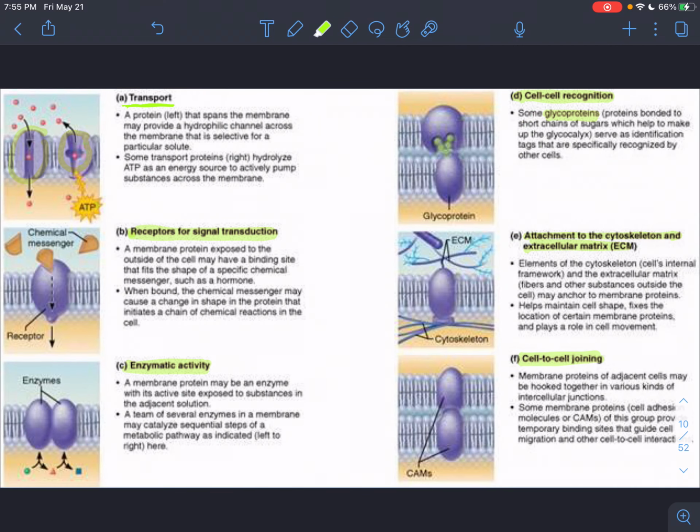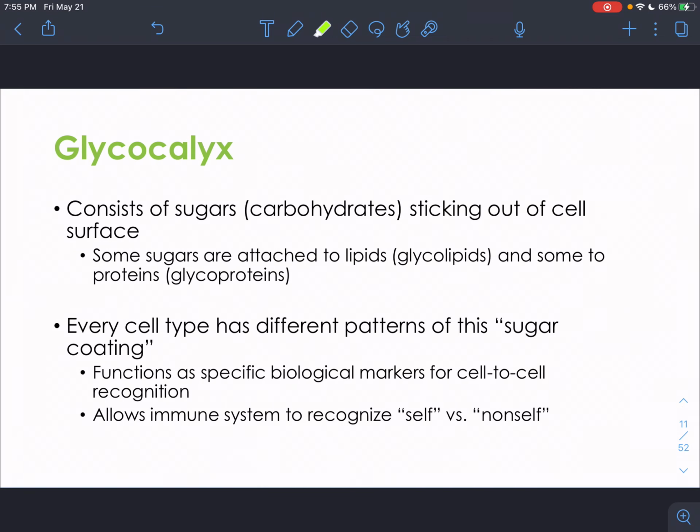Okay, so I mentioned here cell-to-cell recognition. We have these glycoproteins that help the cell become recognized. Those glycoproteins, along with glycolipids, are what's responsible for forming what we call the glycocalyx, which is just a fancy, I guess you could call it, fingerprint of the cell. It helps the cell become recognized. So glycolipids and glycoproteins are just either lipids or proteins that have a sugar or carbohydrate sticking out on the surface.